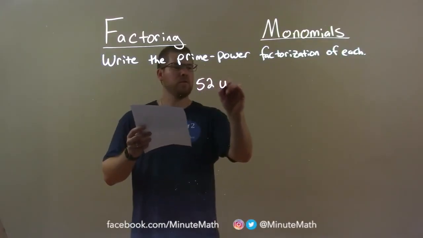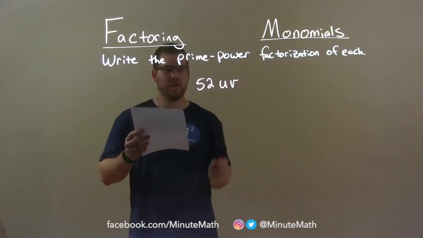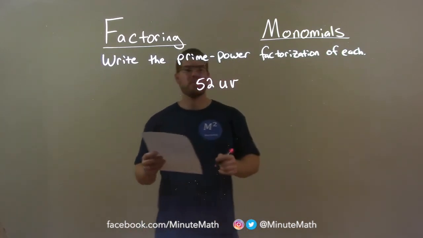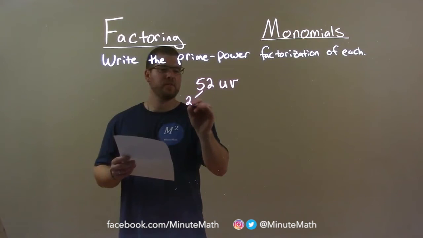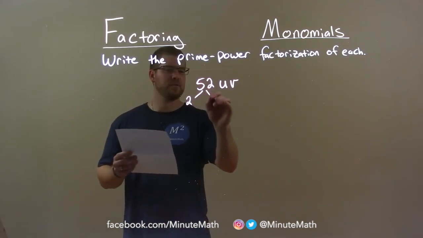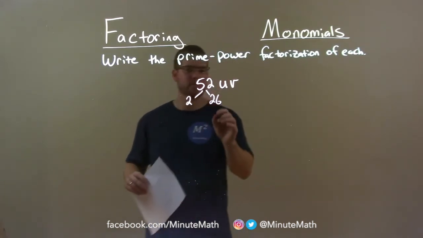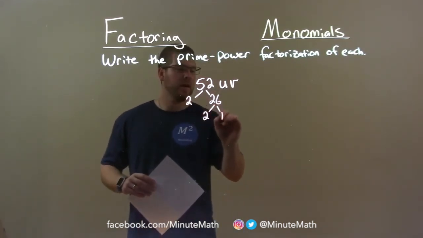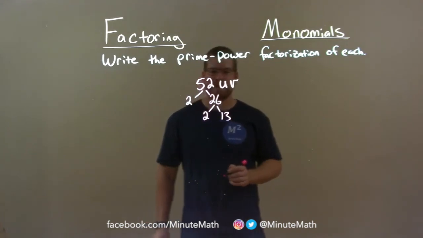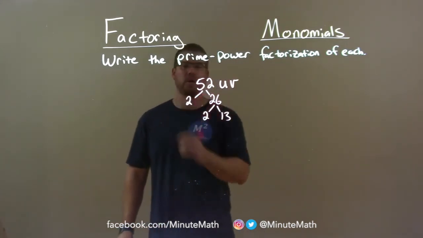52 u times v, right? Well, 52, let's break that down. 52 is divisible by 2, it's an even number, and it's divisible by 2 by 26, right? 2 times 26, 52. Now, 26 is divisible by 2 again, and 2 times 13 gives me 26. Now we have all of our prime numbers here.